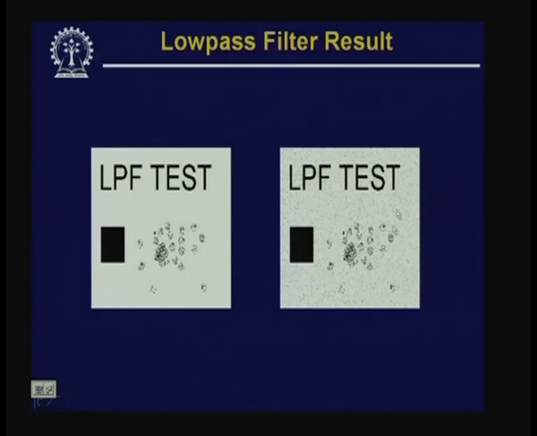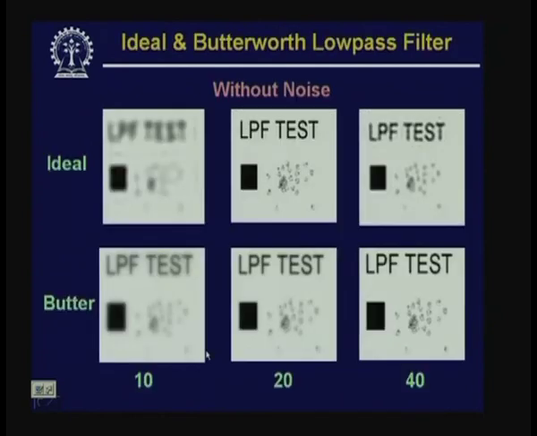So, here we use two images for test purpose. On the left hand side, we have shown an image without any noise, and on the right hand side, we have shown an image where we have added some amount of noise. Then, if I process that image using the ideal low pass filter and using the Butterworth filter, the top row shows the results with ideal low pass filter when the image is without noise, and the bottom row shows the result by applying the Butterworth filter again when there is no noise contamination with the image.